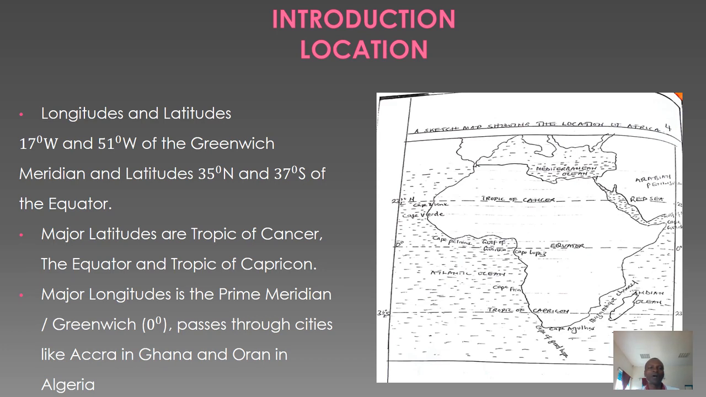It is crossed by major latitudes which include Tropic of Cancer, the equator, and Tropic of Capricorn. The major longitude is the prime meridian, sometimes called Greenwich, which is at 0 degrees and passes through cities like Accra in Ghana and Oran in Algeria.